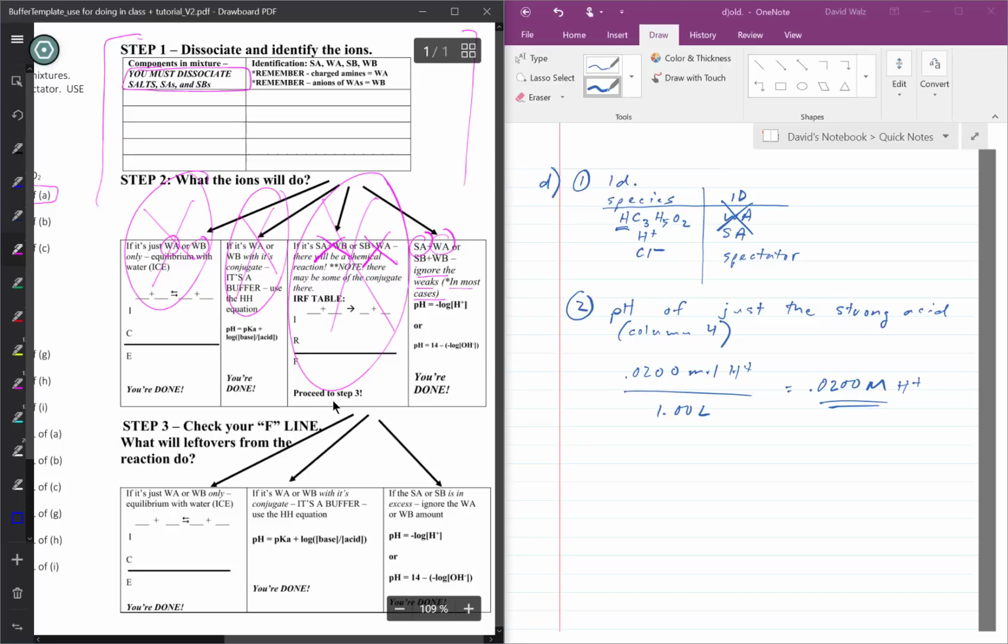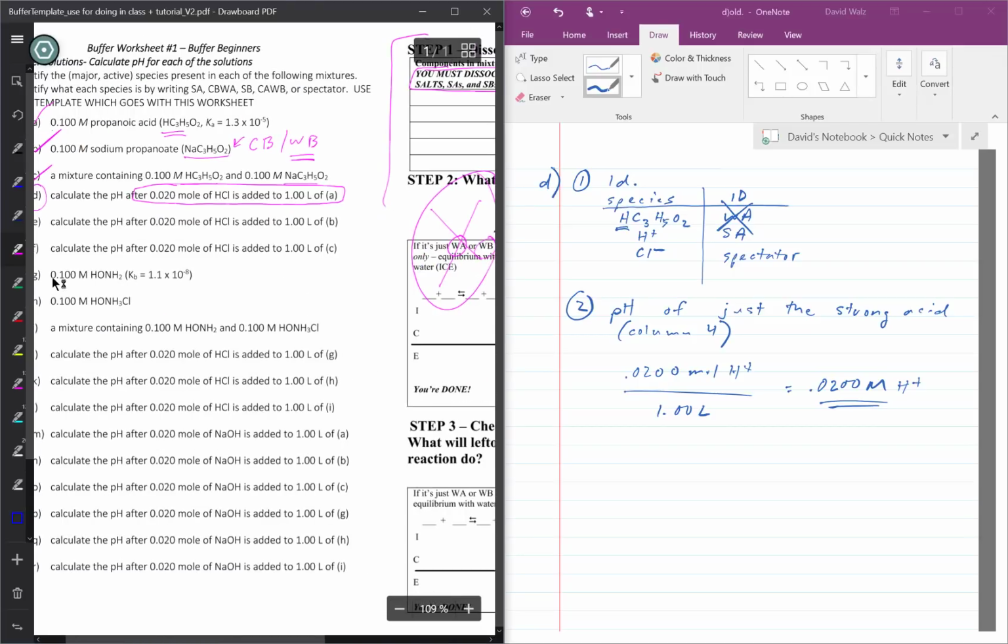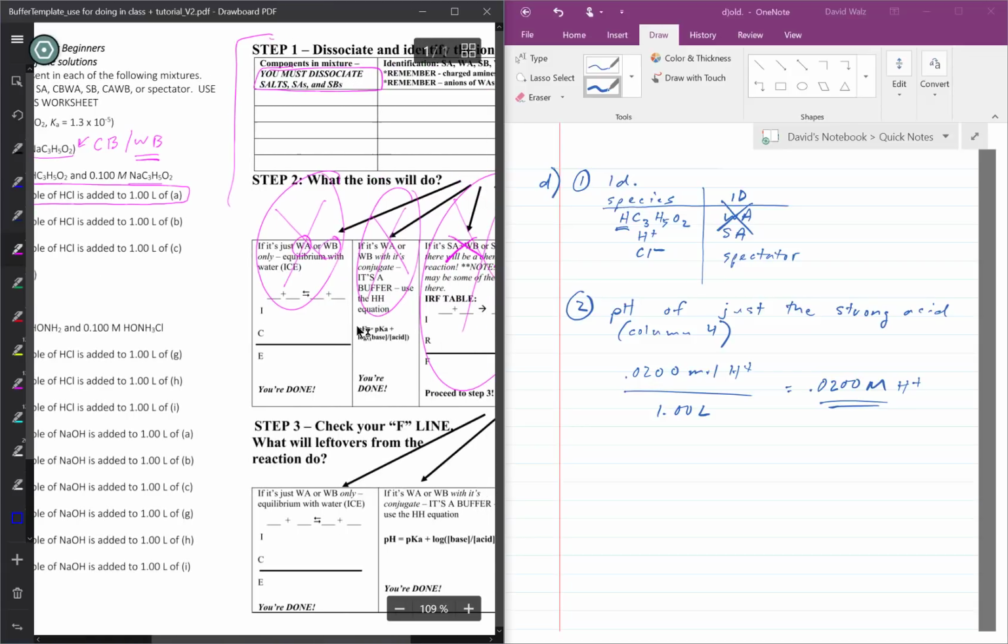But this one, after this one, depending on what you have on the F line, can lead you here, here, or here. But the purpose of this video was just to get you started on using this flowchart, in case you found it confusing to go from the problems on this side and show the work in your notebook, while using the template at the same time.